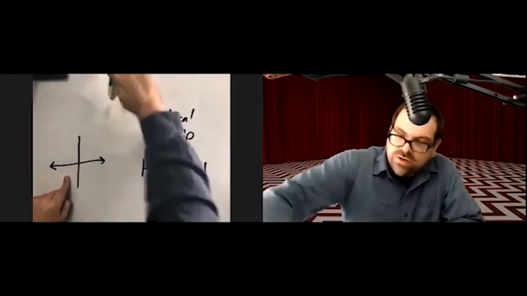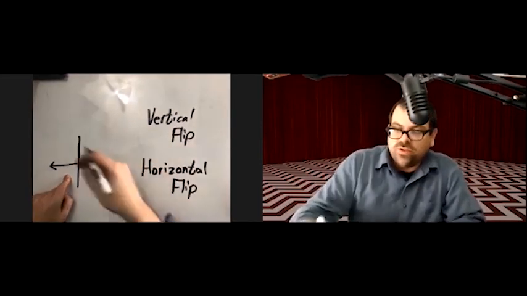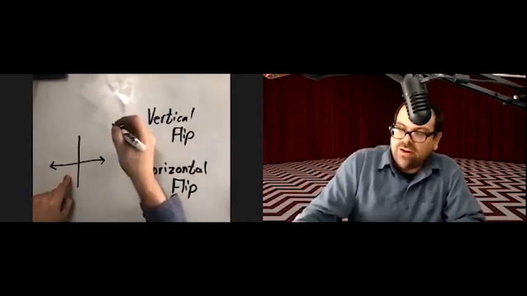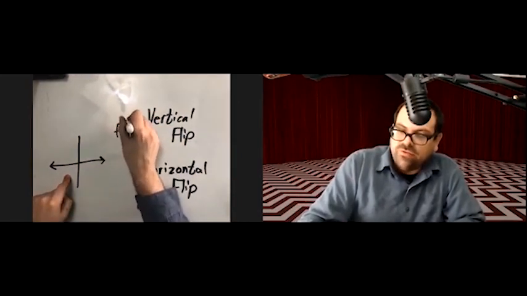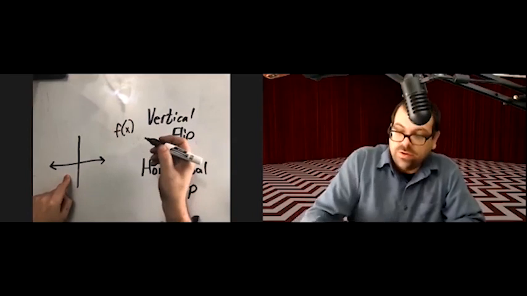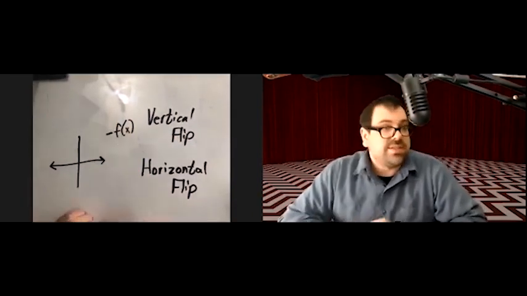Don't write down what I just wrote. It's the opposite of what the correct answer is. A vertical flip, we're going to take the y values and make them their opposites. So whatever we have for the function, the output, we take the opposite. It's a negative outside of the function.